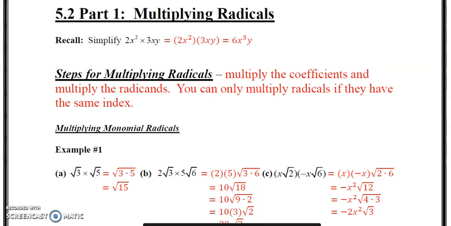Hello everybody, welcome back. We are on 5.2. I broke this up into a couple of parts. The first thing we're going to do is multiply radicals.